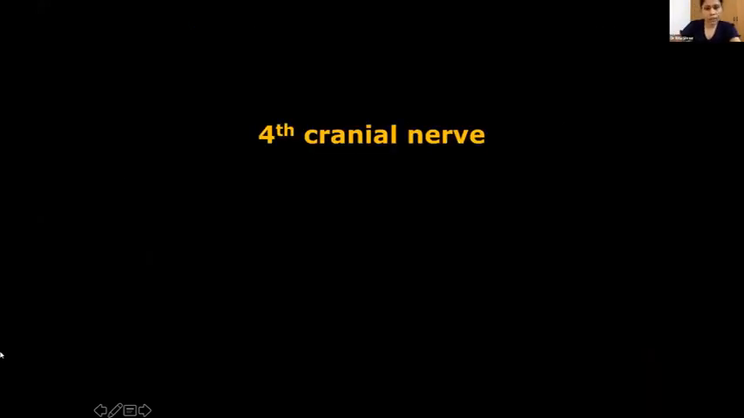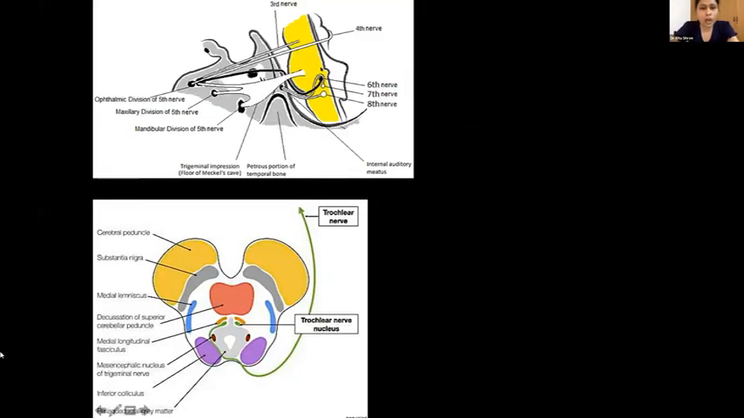So now the fourth cranial nerve. The trochlear nucleus lies caudal to the third nucleus in the lower portion of the midbrain at the level of the inferior colliculus. And as you can see, there are a lot of nearby structures, like the MLF, decussation of the superior cerebellar peduncle, and the mesencephalic nucleus of the trigeminal nerve. There are also descending sympathetic fibers here, which can get damaged.